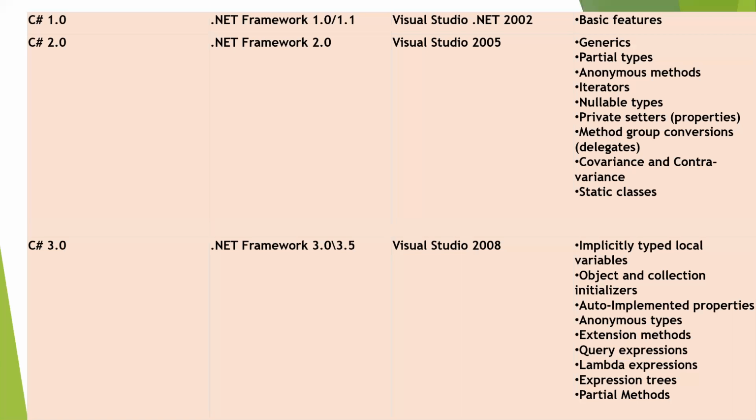And coming to method group conversions, this is one more new feature given in 2.0, along with delegates, covariance and contravariance, and static classes. These are the features given in the 2.0 framework. When it comes to 3.0, we have implicitly typed local variables, object and collection initializers, auto-implemented properties, anonymous types, extension methods, query expressions, lambda expressions, expression trees, and partial methods. These are the features introduced in the 3.0 version, which was released in 2008.